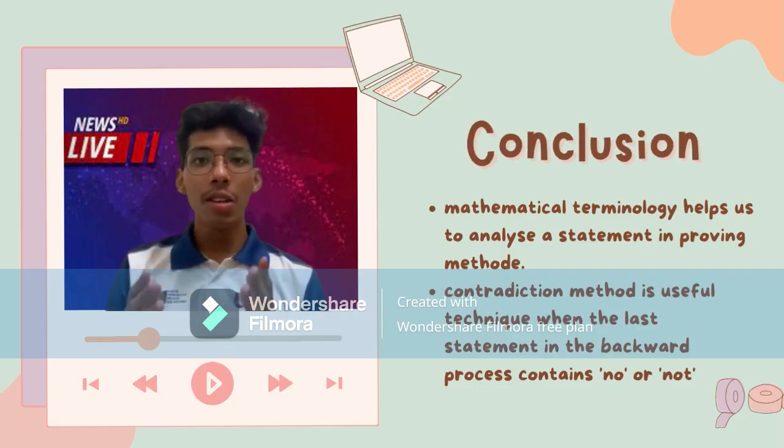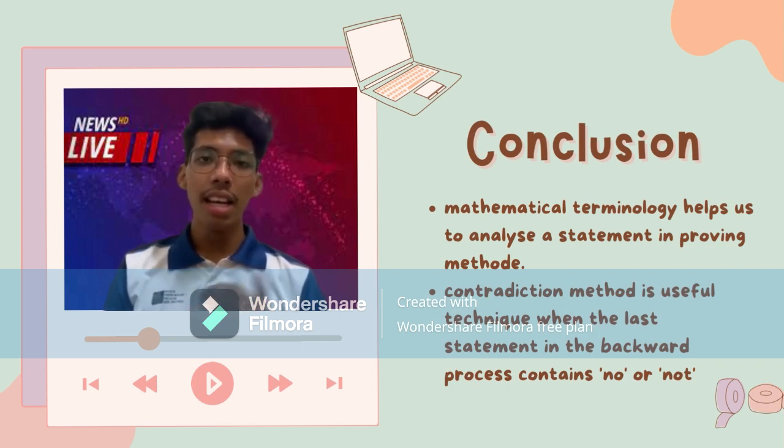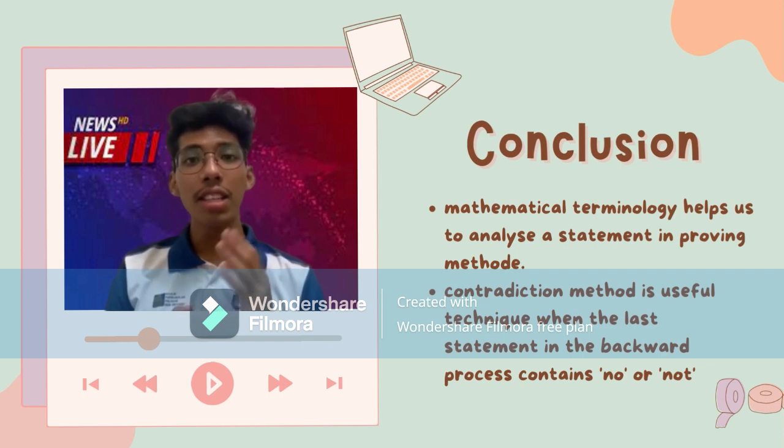Okay guys, so the conclusion is that mathematical terminology helps us to analyze a statement in proving methods. And next, the contradiction method is a useful technique when the last statement in the backward process contains "no" or "not".